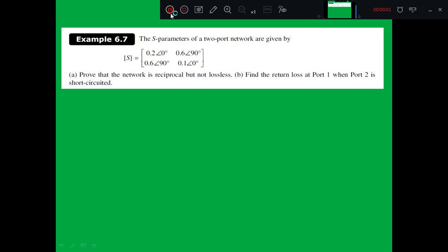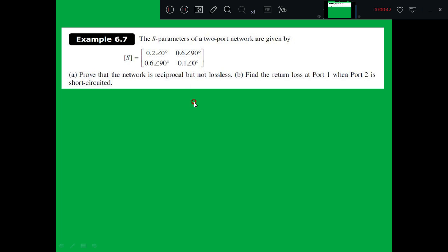Hello students, in this video lecture I am going to discuss the numerical example on the properties of S parameters. You can see the problem definition here. The S parameters of the two-port network are given by the S matrix. It is a 2 cross 2 matrix, and we have to prove that the network is reciprocal but not lossless, and also find the return loss at port 1 when port 2 is short circuited.